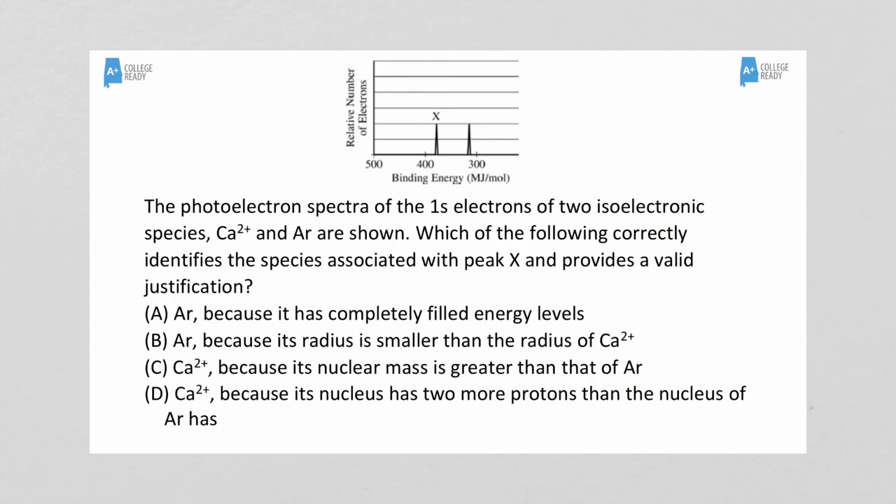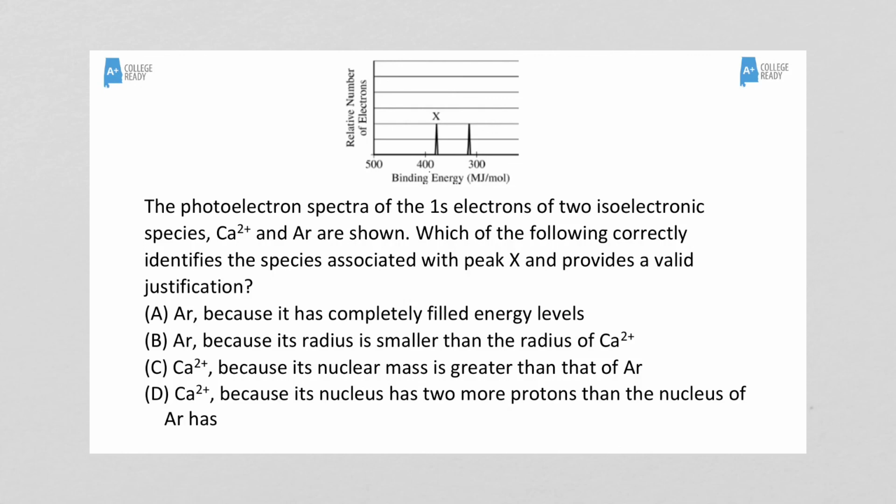Here's an example of kind of a different version of a multiple choice question that's been on an AP exam. So this is saying we have 2 isoelectronic species, calcium 2+ and argon. Okay, so they have the same number of electrons. Obviously they're very different. Which of the following correctly identifies the species associated with peak X? So notice they're both the same height, that's not what it's referring to. Peak X is a higher binding energy value. So that means the electrons for X are more attracted to the nucleus.